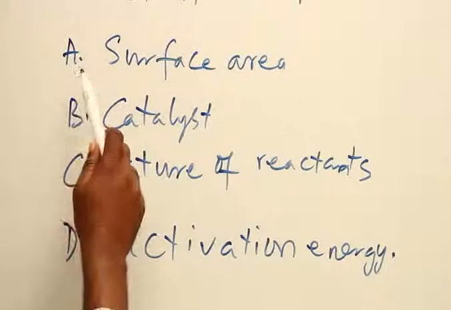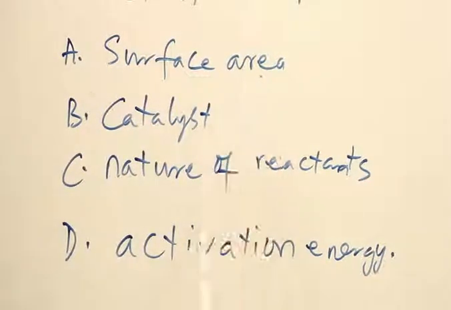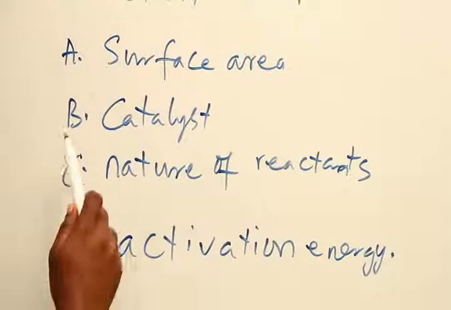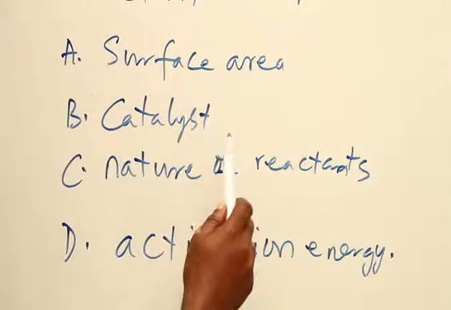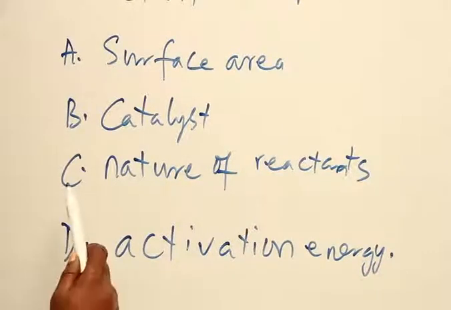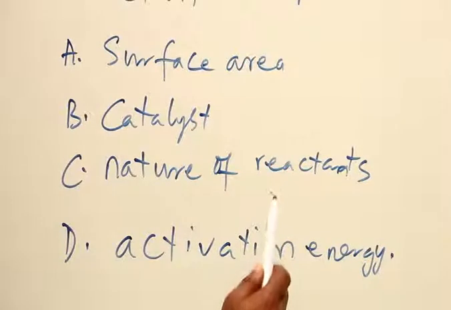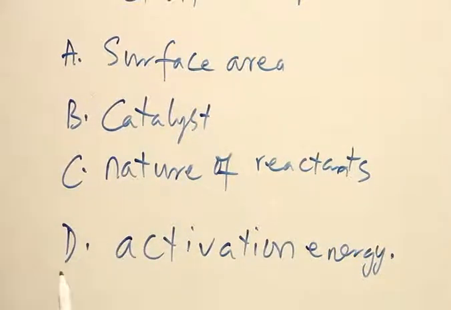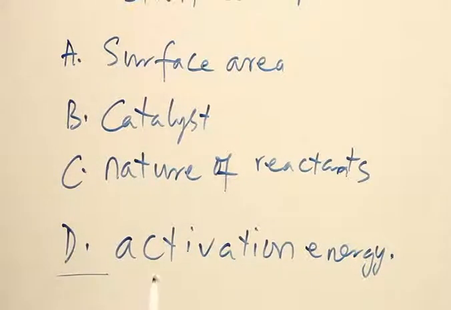Option A is wrong because surface area is a factor that affects the rate of a reaction. Option B is wrong because catalyst is also a factor that affects the rate of a reaction. Option C is wrong because nature of reactant is a factor that affects the rate of reaction. Option D is the correct answer because activation energy is not a factor that affects the rate of a chemical reaction.